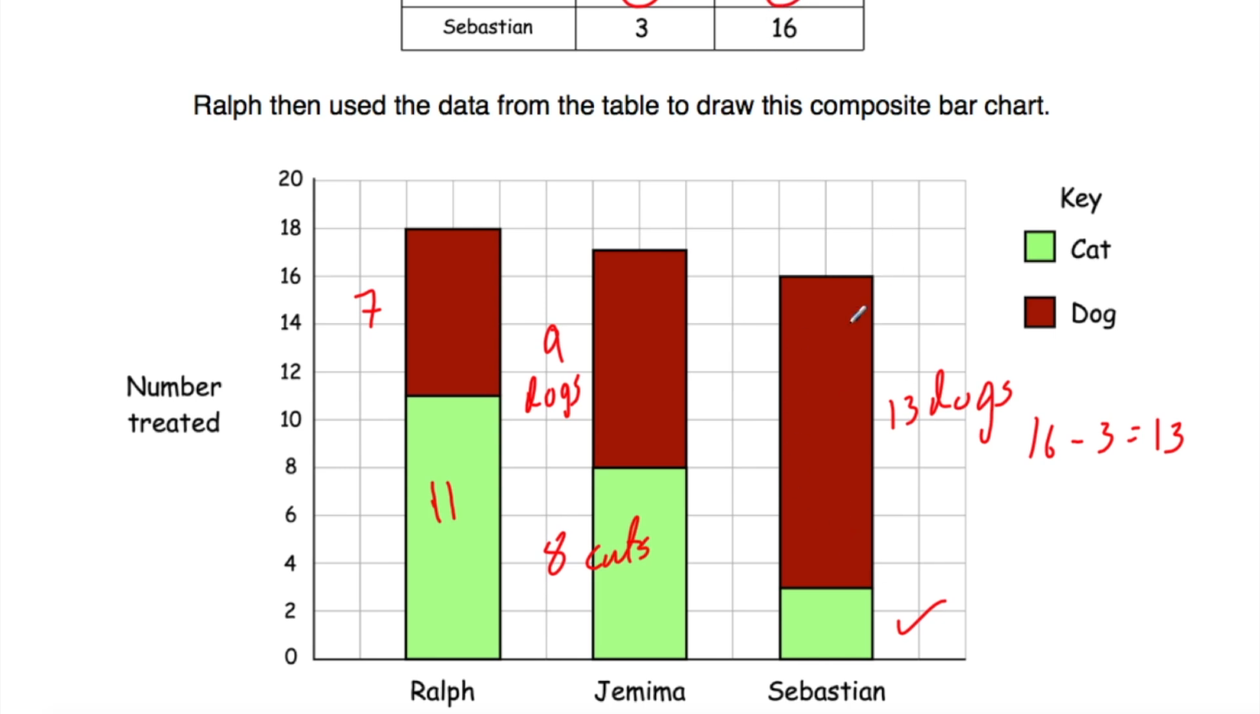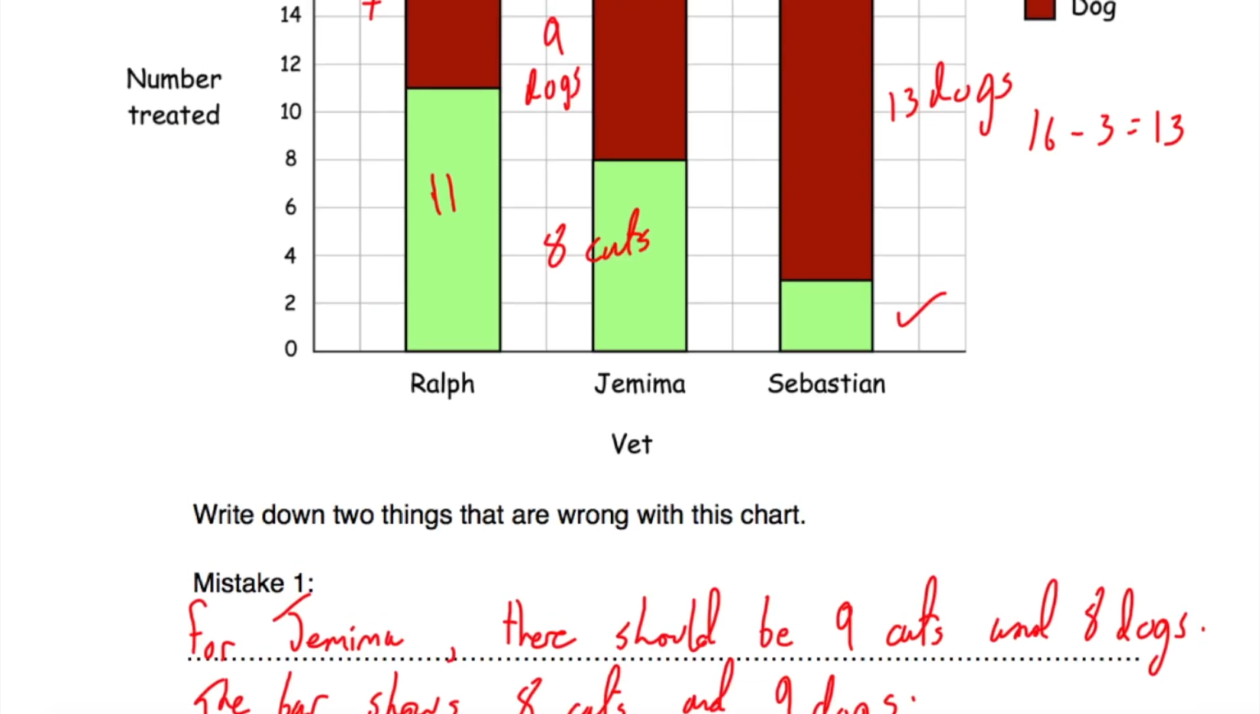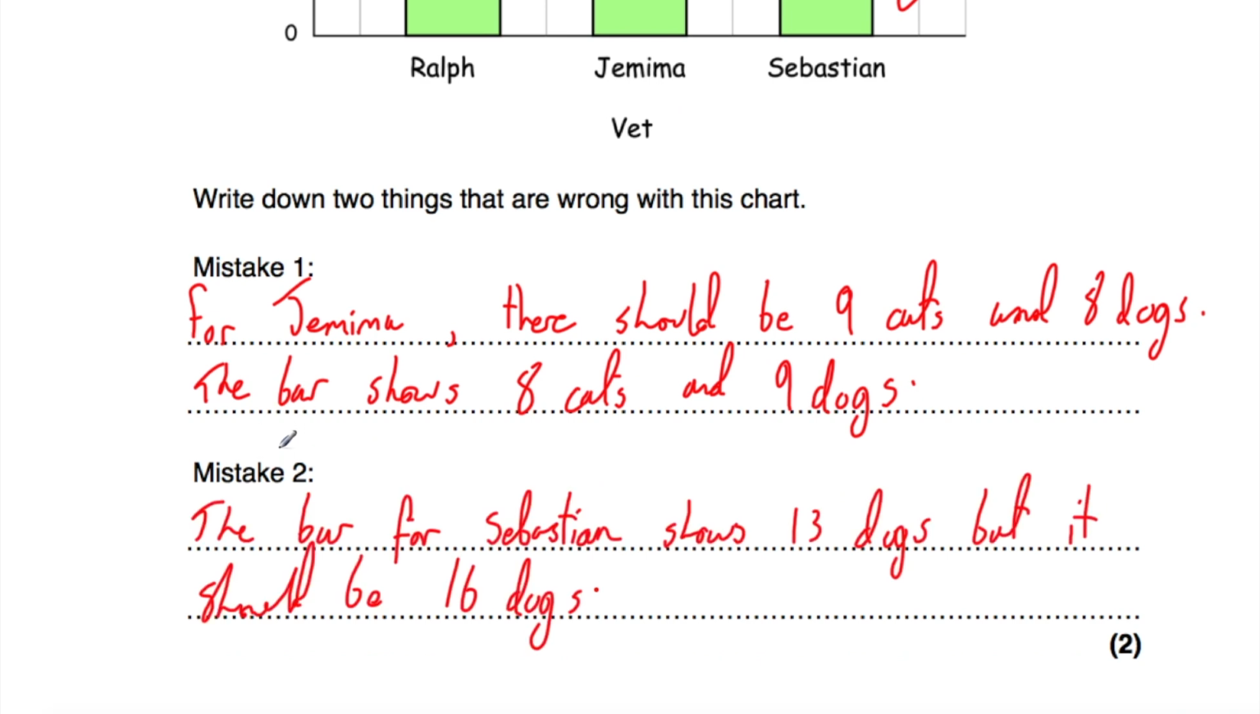So let's just check that and let's go down. 2, 4, 6, 8, 10, 12, 13 dogs, and it should be 16 dogs. So the bar for the dog section should actually go up a bit higher. It should go up to there, obviously using a ruler and pencil, and it should be shaded in. So the section for dogs in Sebastian's bar isn't big enough. So let's explain that. And that's it. So for mistake 2, I've written the bar for Sebastian shows 13 dogs, but it should show 16 dogs.